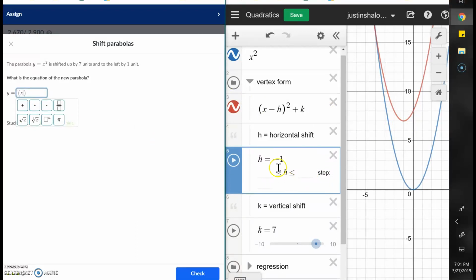The h value is now a negative 1, so x minus negative 1. That's kind of confusing. Squared, plus 7.